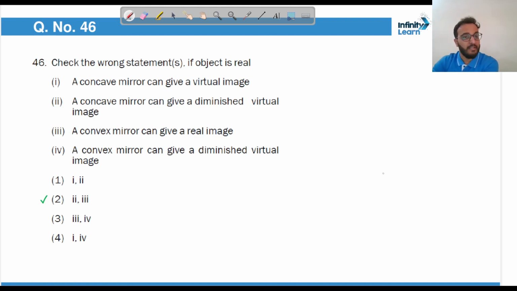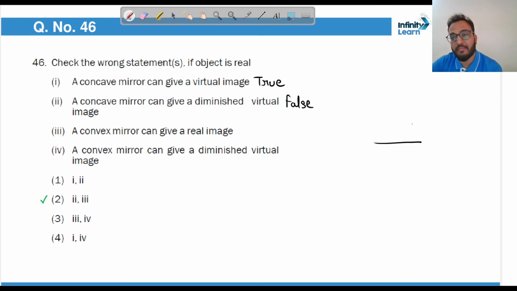If the object is real, a concave mirror can give a virtual image. Yes, it can give. So this is true. A concave mirror can give a diminished virtual image. No, it can give a virtual image.